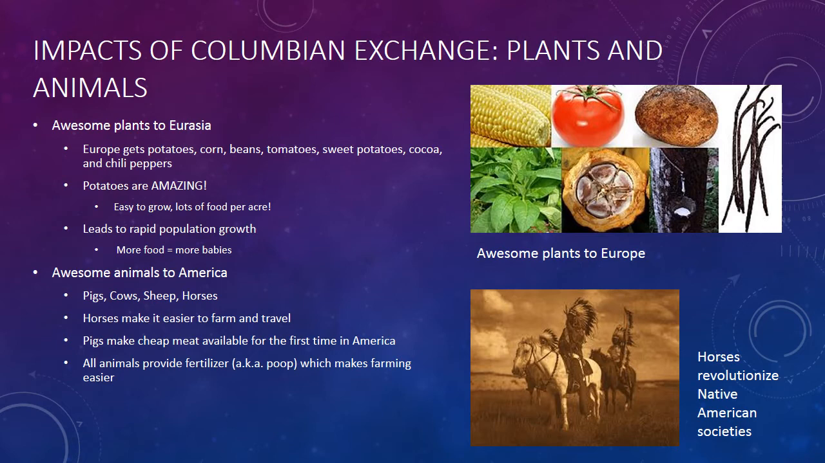Horses make it easier to farm because they can pull plows, and they make it easier to travel. Pigs make cheap meat available, and basically pigs act as an edible disposal in farms, because you can feed pigs most of the waste products from whatever else you're growing and then have cheap meat on the side. And finally, all animals provide fertilizer, aka poop, which makes farming much more productive and easier. All you need to do is scoop the poop from your animals, spread it on your field, and you get more food than you would have otherwise.